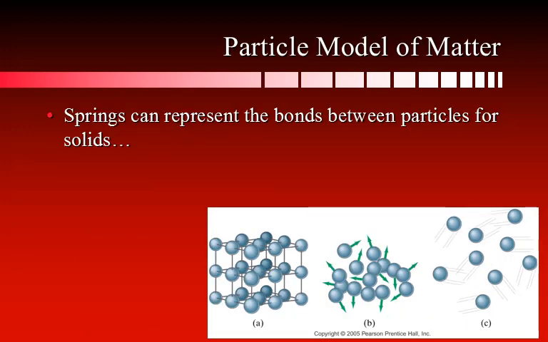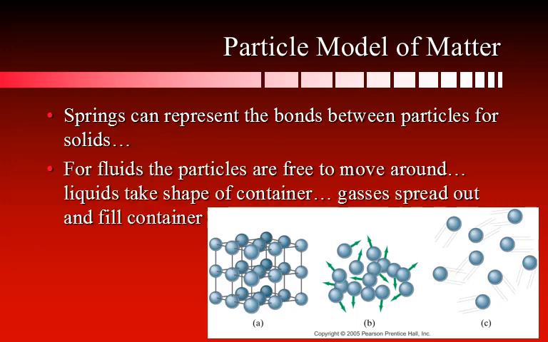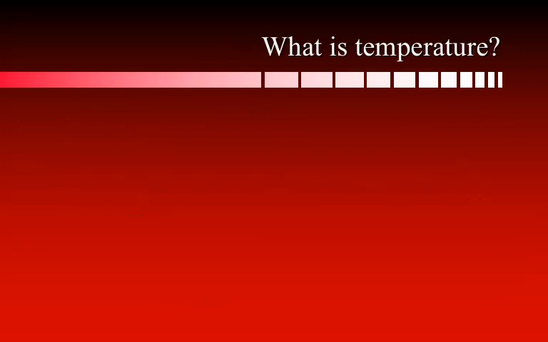And so, if we think about the states of matter and the structure, we can think about springs. We have the bonds between the particles. For fluids, the particles are free to move around, right? Liquids can take the shape of the container, but gases themselves will actually spread out and fill the container. And that's what we see in letter C over here. So, a little bit less structure in the liquid, and the least structure with the gaseous state.